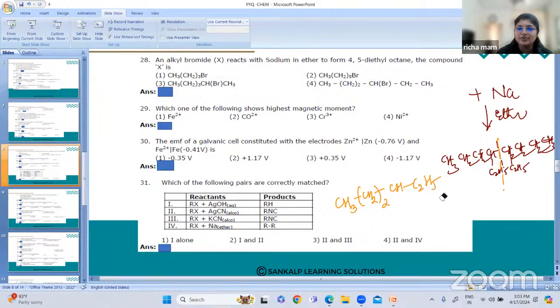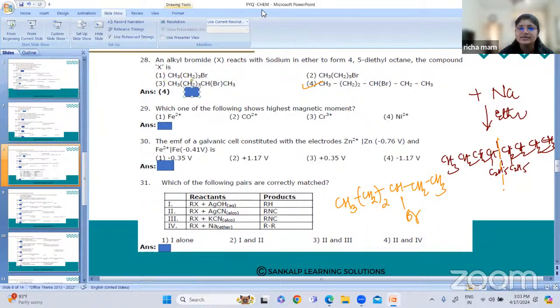So it will be CH2, CH2, CH3. So it is CH3, CH2 twice, and at the attaching position I should attach the Br group. So it is option number 4: CH3, CH2 twice, CHBr, CH2, CH3. Yes, option number 4.